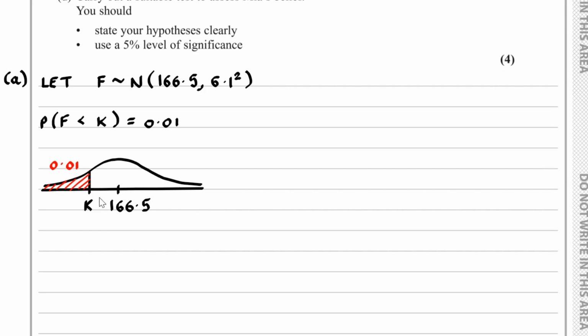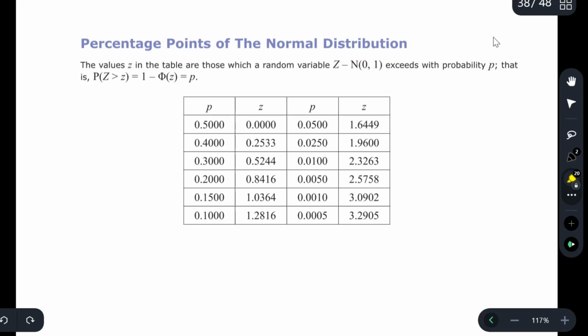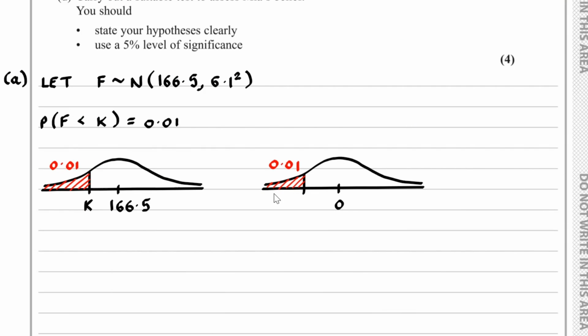Now, we can standardize this to help us find the value of k by finding the equivalent z value. So we've got the same distribution. This time we're going to convert our values to z. Now, in the formula book, we're given 1% as our probability, and the equivalent z value is 2.3263. Of course, we have a minus because we're on the left of this zero. So the equivalent z is minus 2.363.